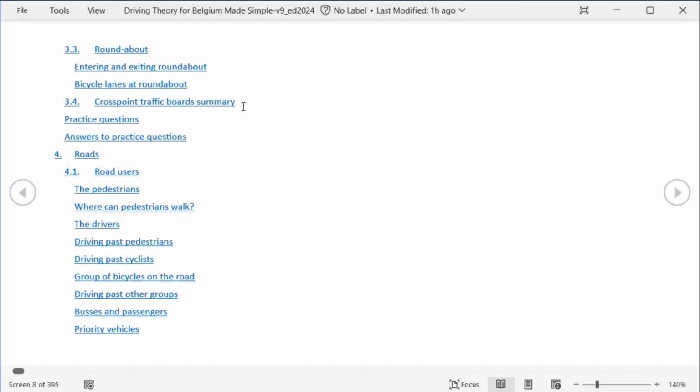Then we have the board's summary, cross-point traffic board summary, practice questions and answers. Then lesson 4 is very important because we talk about roads, the public roads. So we start with who the road users are.